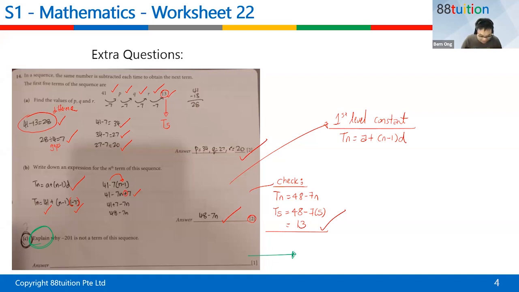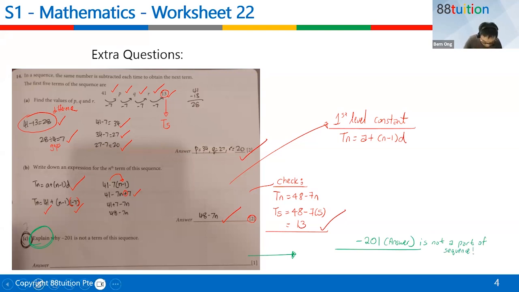Okay, come. Explain why minus 201 is not a term of this sequence. So negative 201 is actually the answer, and this answer is not a part of the sequence. It's not a part of the formula. You can say it that way. How do you show that?